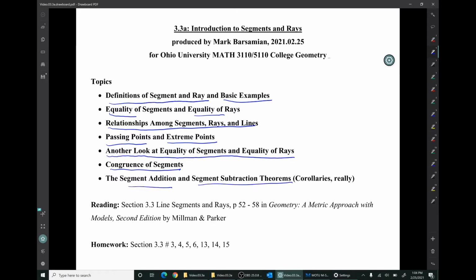These topics are from section 3.3, Line Segments and Rays, in Geometry, a Metric Approach with Models by Millman and Parker. These topics are scattered throughout that section. I don't stick to the order of the authors in that section of the book. The corresponding homework for this video is this collection of 7 exercises from section 3.3.